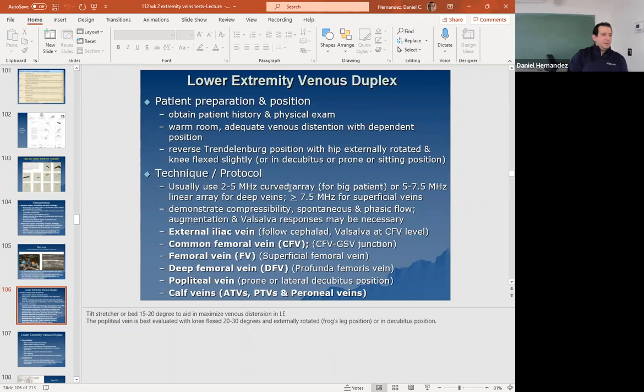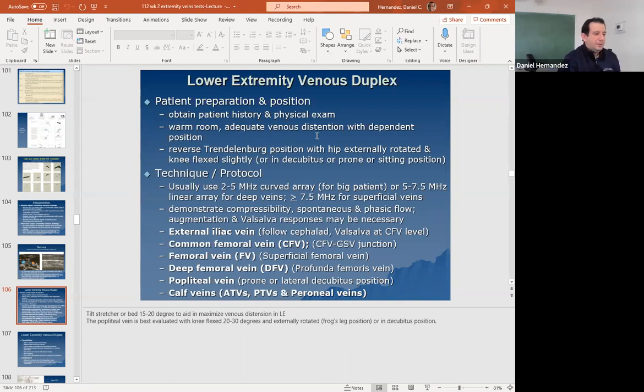So that was upper extremity. So just kind of going into now lower extremity. So patient preparation and position. Again, we want to obtain our patient history. So that's going to include signs, symptoms, any surgical history. Have they had any sort of procedures in their legs, any sort of venous ablations, removal of veins for cardiac bypass? Have they harvested any veins? Have they done any endovascular procedures?